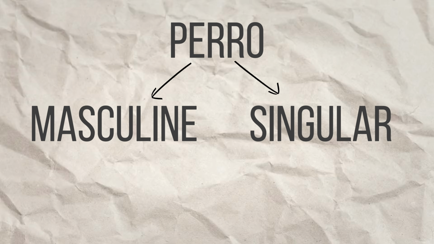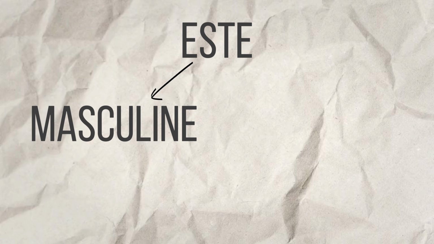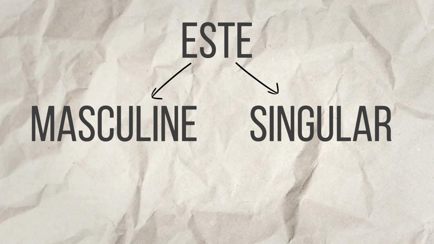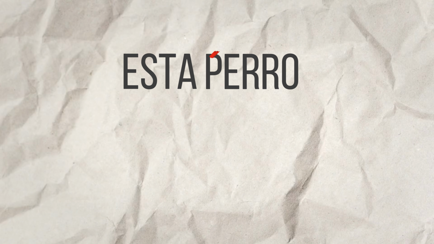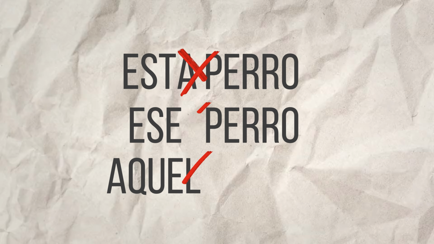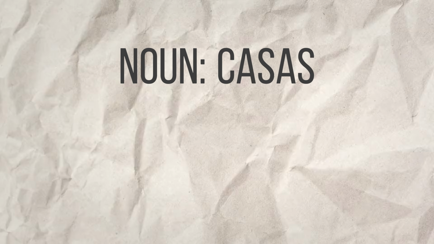Perro is masculine and singular, then este has to be also masculine and singular. That's it, they just need to match. So you cannot say esta perro or ese perro or aquel perro, because we're speaking about something that is close. So the right way to say this will be just este perro. That's it.